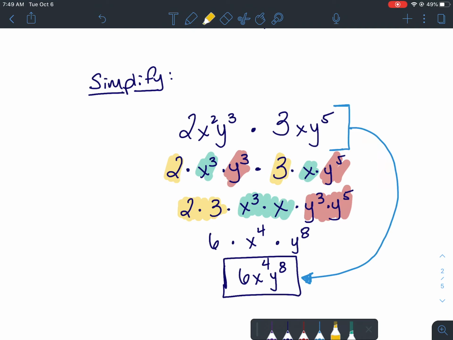Again, essentially what you're doing is you're multiplying the coefficients. Then you're multiplying the like terms. So in this case are the x's, and lastly the y's.